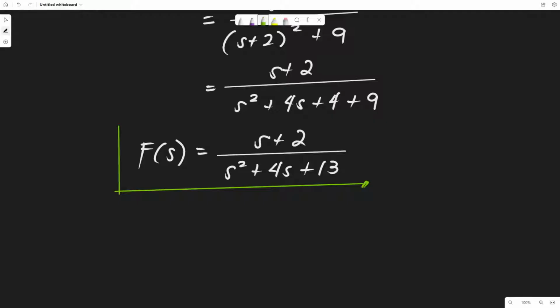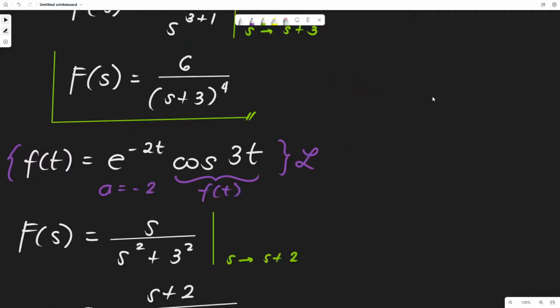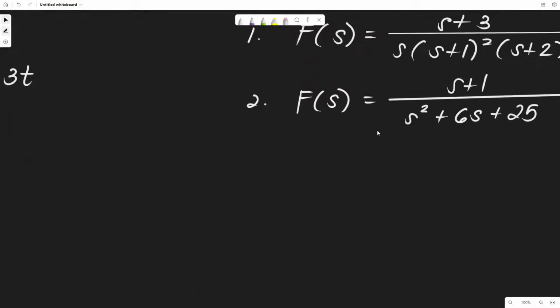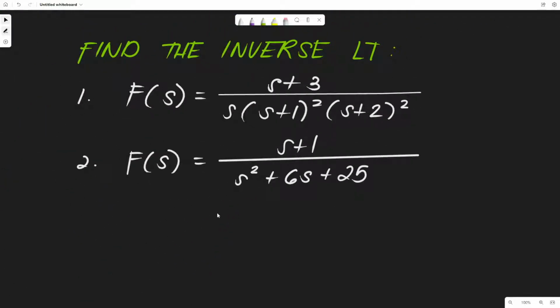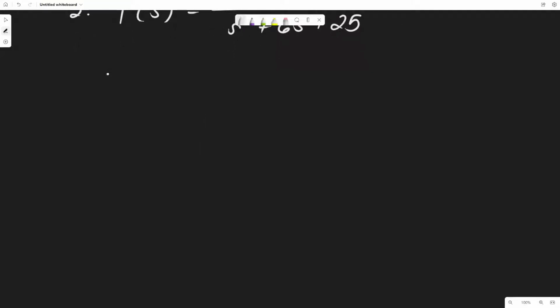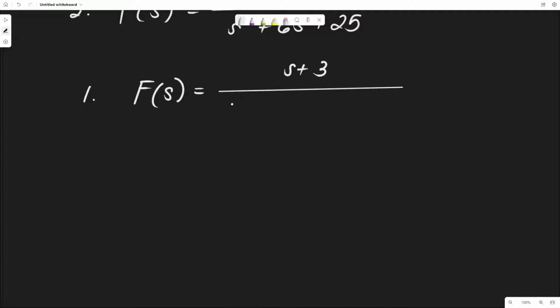What about the inverse Laplace? Okay? So let's go to our examples for the inverse Laplace. Find the inverse Laplace transform of the following functions. Number 1 first. We have F of s equal to s plus 3 over s times (s plus 1) quantity squared times (s plus 2) quantity squared.